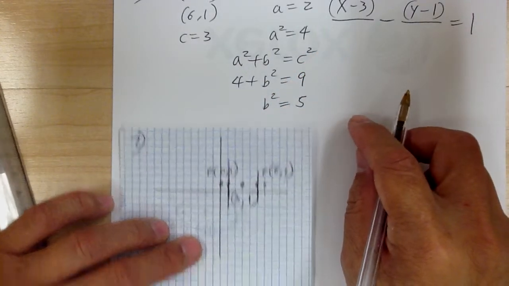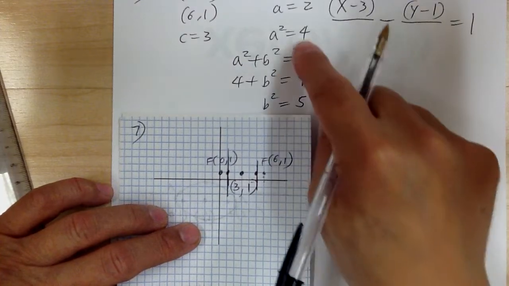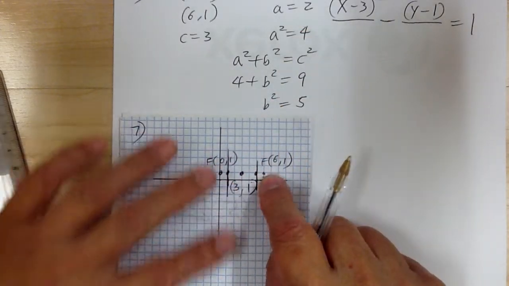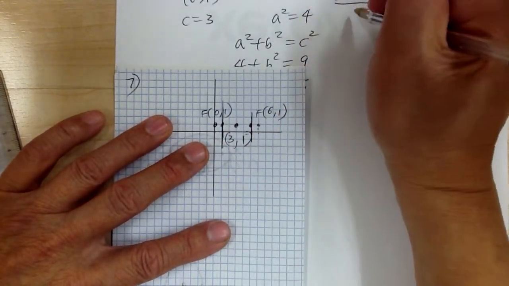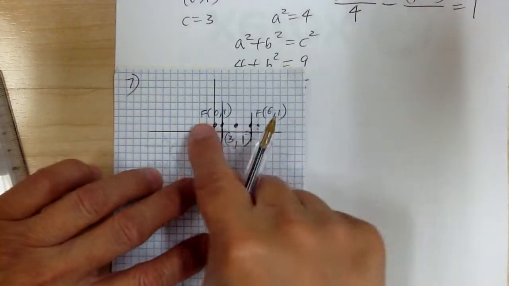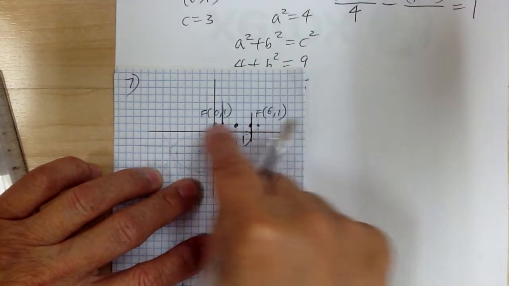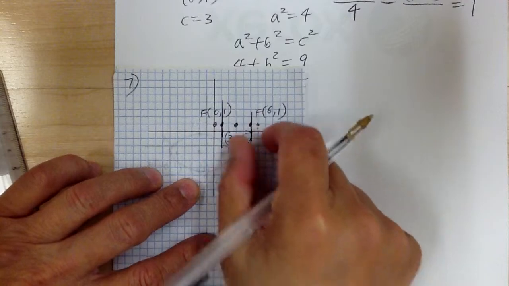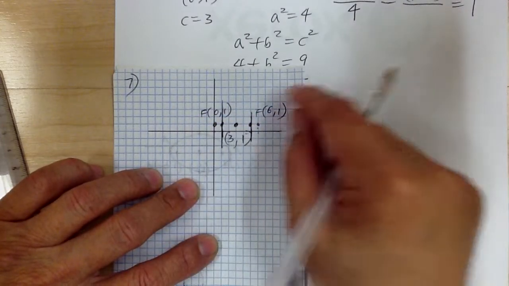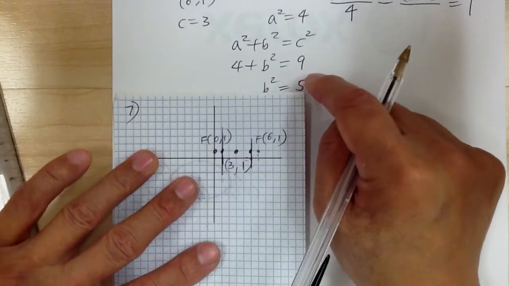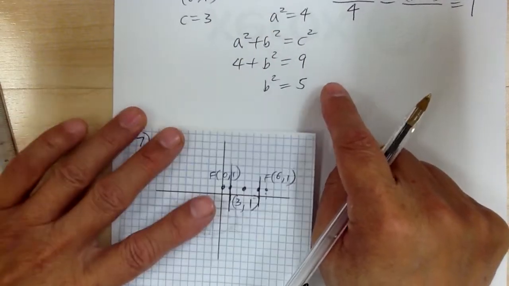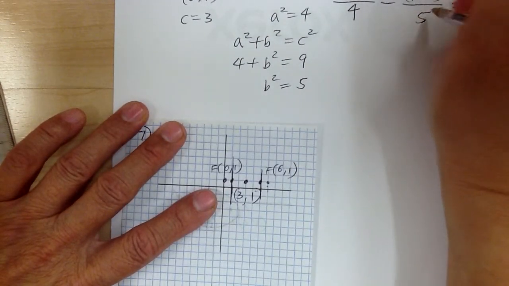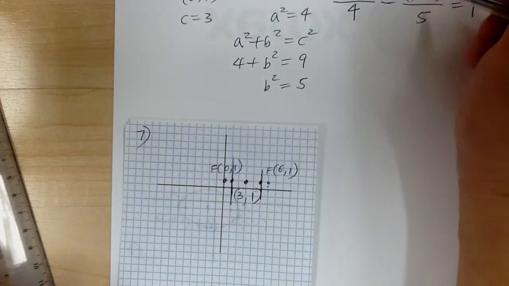Okay. So the a is in the x direction. So a squared goes under here. Right? Again, you have to look at your direction. So that is your horizontal, so it's x direction. Therefore, b would be in the opposite direction, perpendicular. So 5 would go under here. Okay, so that's your equation.